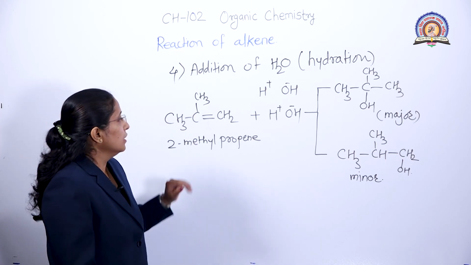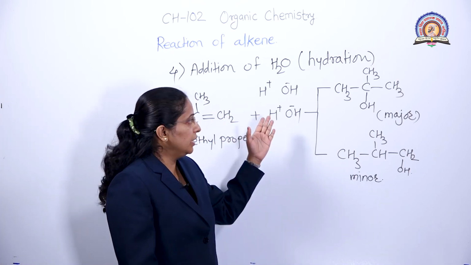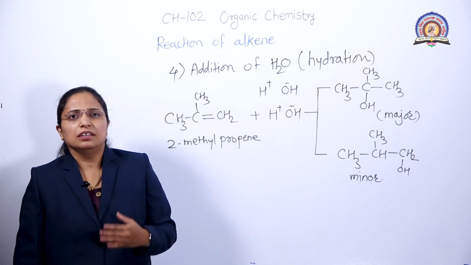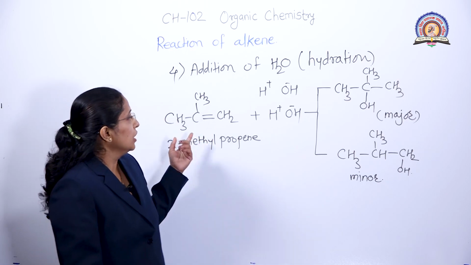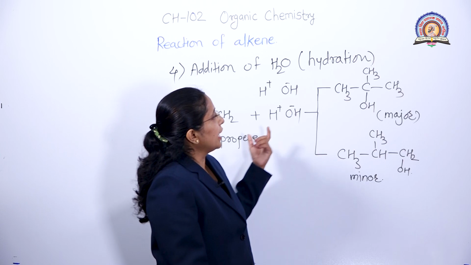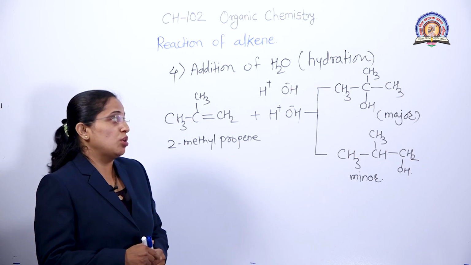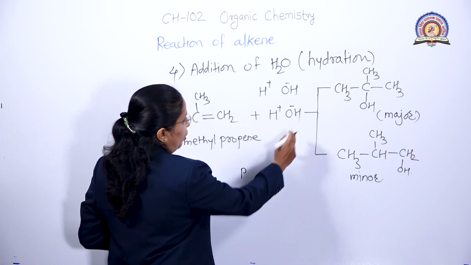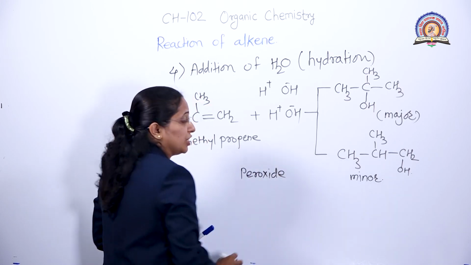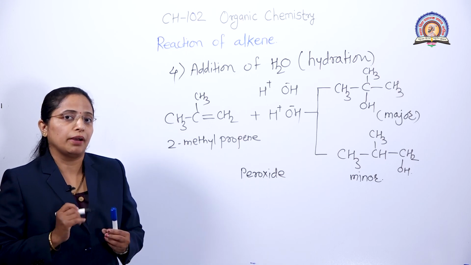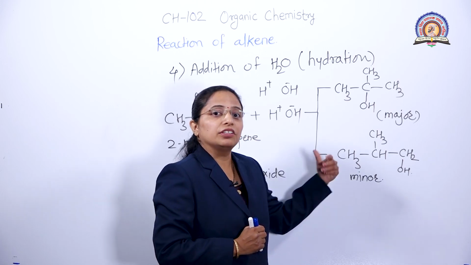But one thing is that when unsymmetrical alkenes are there and we add hydrogen and halogen, meaning HBr or HCl, to the unsymmetrical alkene, what happens? We get two products according to Markovnikov's rule. But in the presence of peroxide, if peroxide is written on this arrow, then the reaction occurs exactly opposite to Markovnikov's rule. Whatever product was obtained as minor becomes the major product.